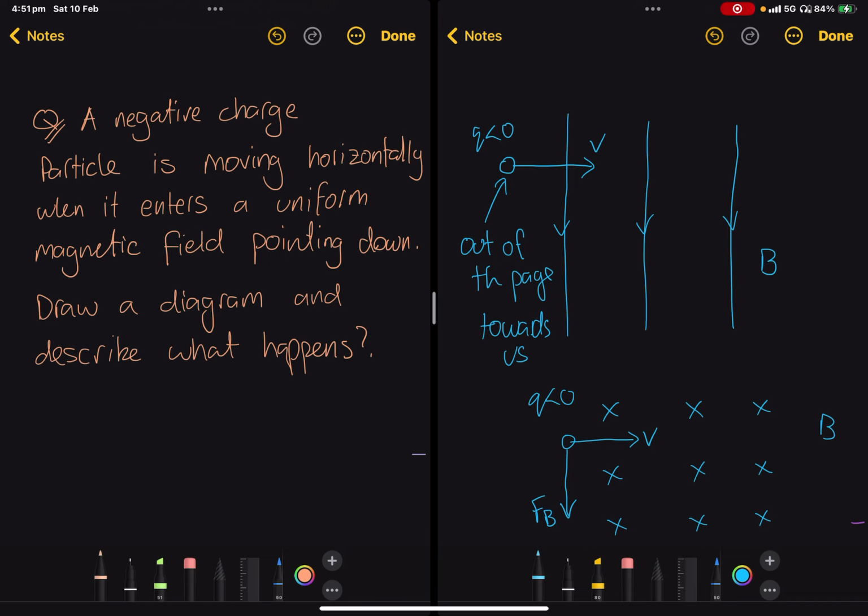So when it says draw a diagram and describe what happens, these are the kinds of diagrams we should have. We can change the orientation of the diagram, assuming you do the vectors correctly. But what's happening? The field is exerting a force on the charged particle, and it is exerting it in a direction which is at right angles to both the velocity vector of the particle and the field.